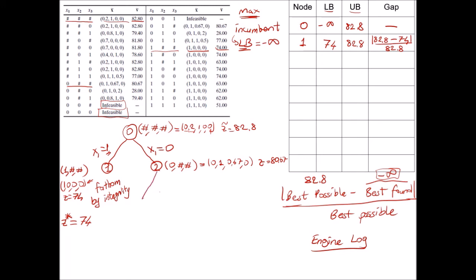And I need to branch on which variable? There is only one variable which is not integer. So it is x3. And here I'm going to write this x3 value fixed to 1. And here x3 value is fixed to 0. And now there are two open branches. And I need to select one of them. According to depth first search, I can select any one of them. According to the second rule, which says to select the branch which fixes the value of x3 equal to 1, I need to select this one next.